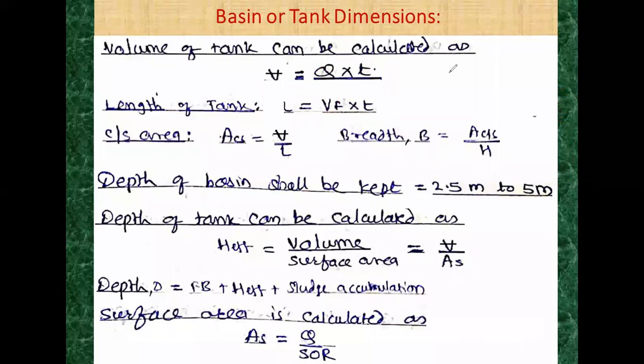How do we find the cross section area? This is the tank. These are the dimensions of the tank. So what is the cross section area of the tank? In the flow direction, which cross section do we consider? Yes, this is the cross section area. This cross section area is made up of height into this breadth. Okay, what is the volume?